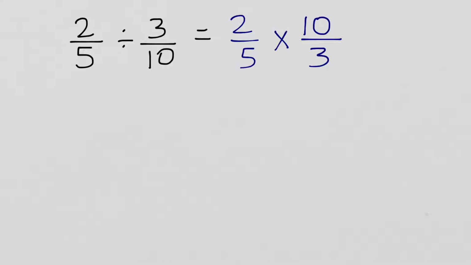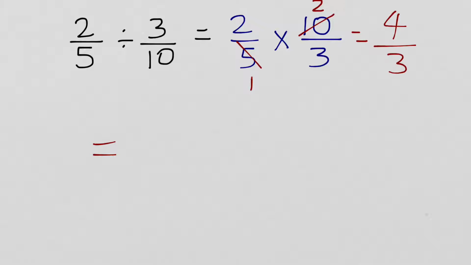Then, the next thing I need to do is, can I simplify these fractions before I multiply? Can we cross cancel? I think yes. 2 and 3 we can't, but the 5 and 10, yes we can. So 5's into 5 goes once, 5's into 10 goes twice. Then we can just multiply the top and the bottom. 2 times 2 equals 4, 1 times 3 equals 3. So I get an answer of 4/3.